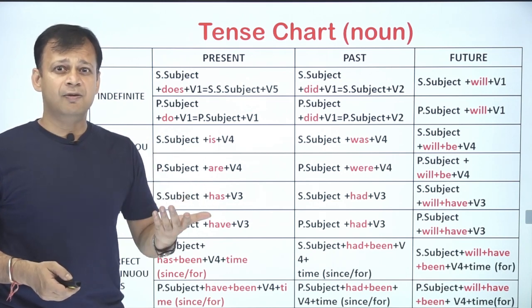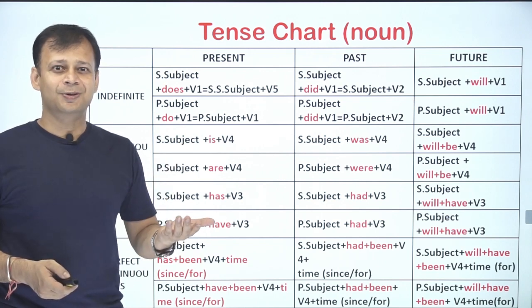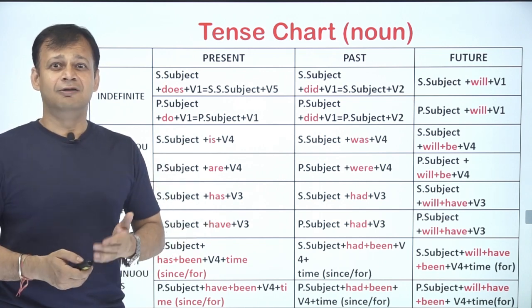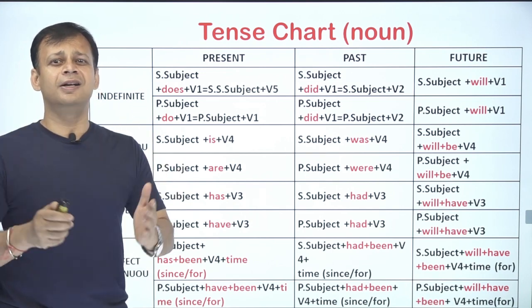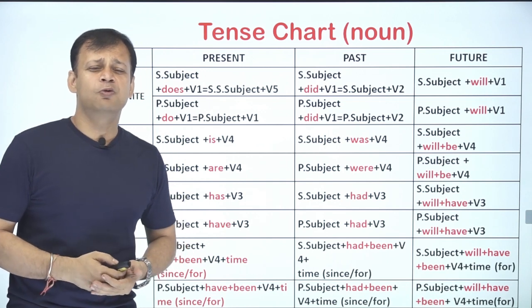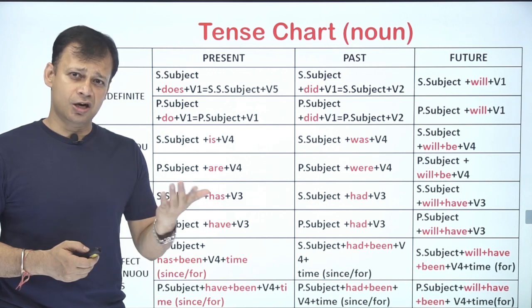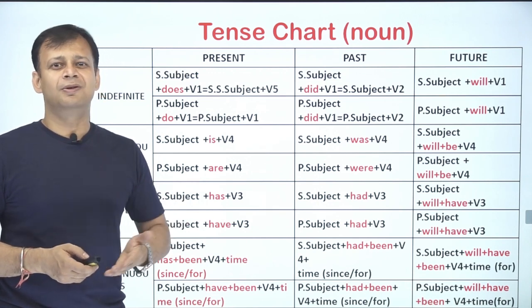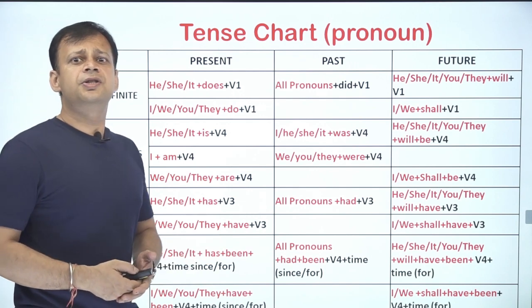Will birds have been flying for 2 hours? Will birds not have been flying for 2 hours? So with practice, 1 week down the line, you will be speaking these 48 sentences very fluently and confidently. So I'm quite sure that you have understood the tense chart, noun, and now you can comfortably write and speak the correct sentences. So friends, we are going to discuss now tense chart, pronoun.